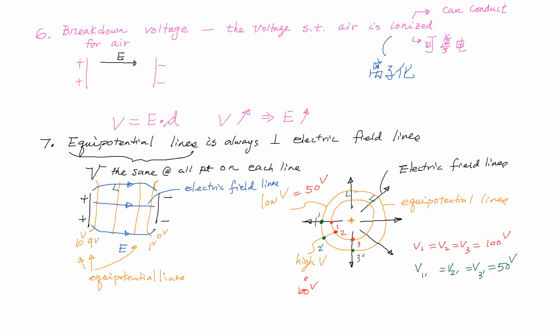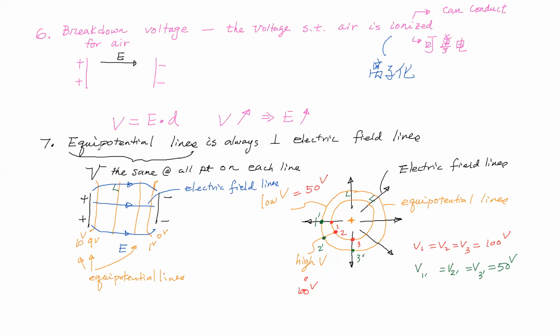So V is equal to ED in this kind of parallel plate situation. When the V increases, then the E will increase. At some point, this electric field will be large enough so that the air will become ionized.